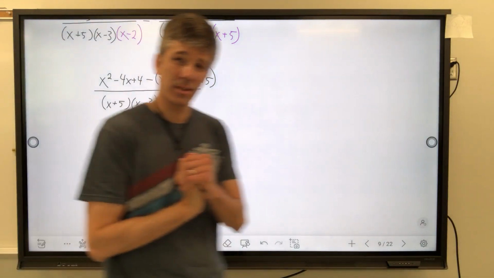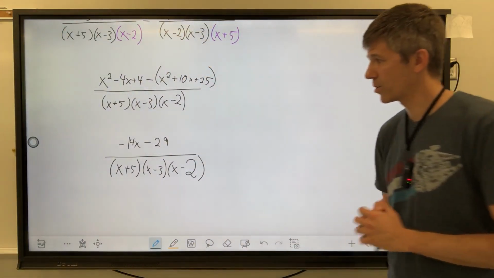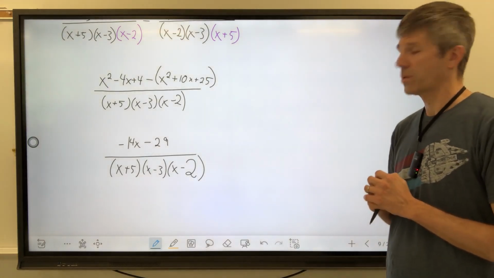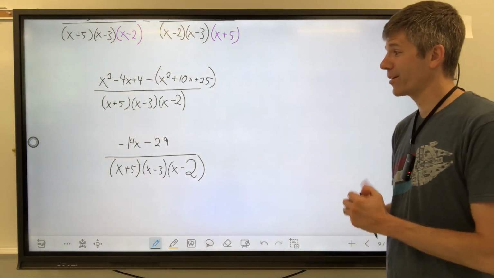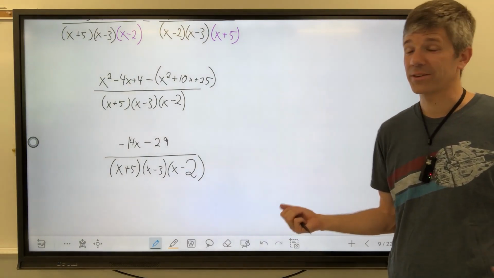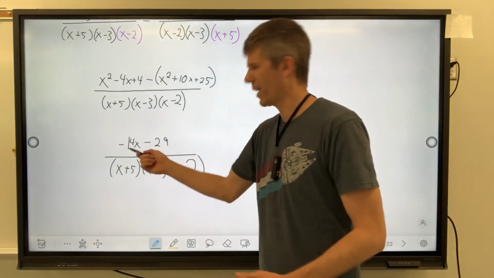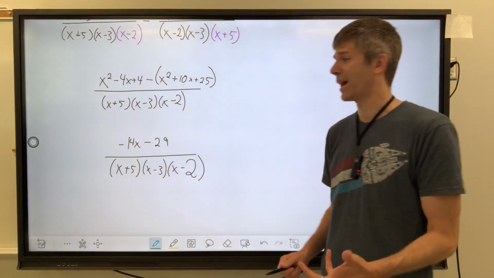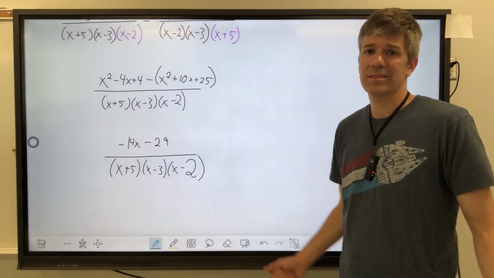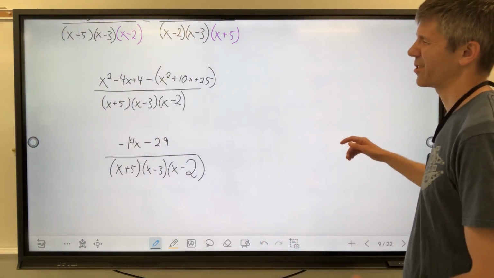Let's see if we can reduce this. Is there a GCF in the numerator? No, there's not. The numerator doesn't factor. The denominator is already factored, so there is no canceling that we can do. This is gross. You can factor a negative 1 out if you would like. It's not going to get you anywhere in terms of canceling, so let's not.